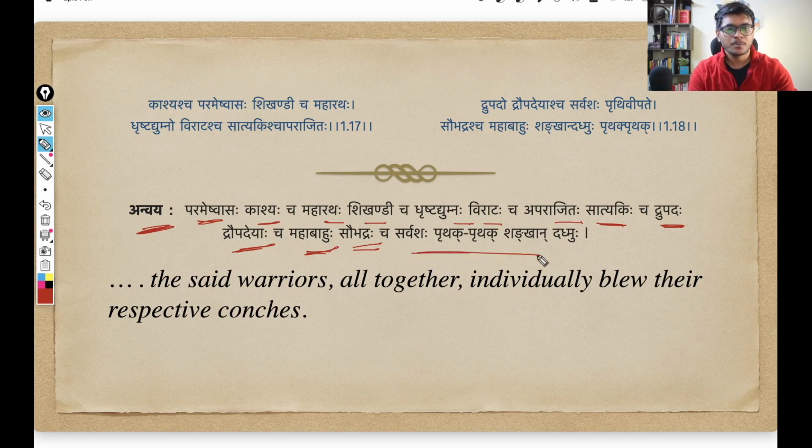And then you have the main line, the main theme of the shloka. Sarvashaha, all together, Prathak Prathak, individually, separately, Shankhan Dadmu. Dadmu, they all blew. What did they blow? They blew their respective Shankh, their respective conches. All these people blew their respective conches. That is the entire meaning of this shloka.